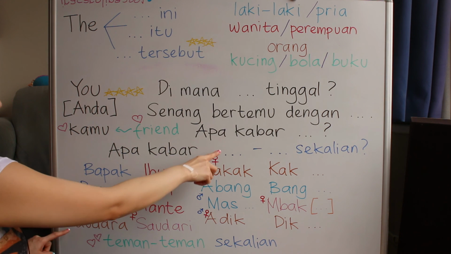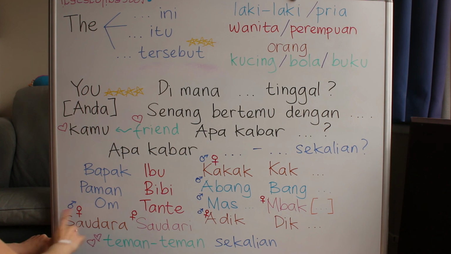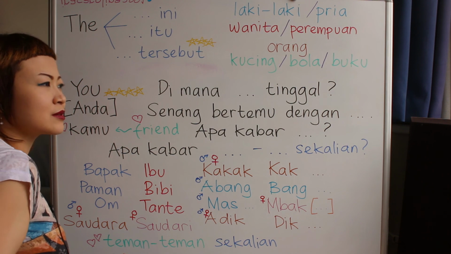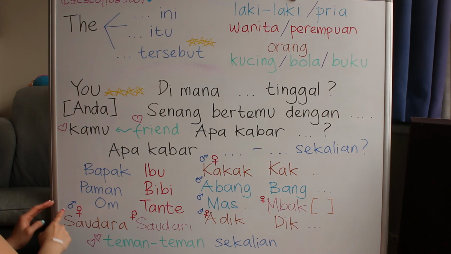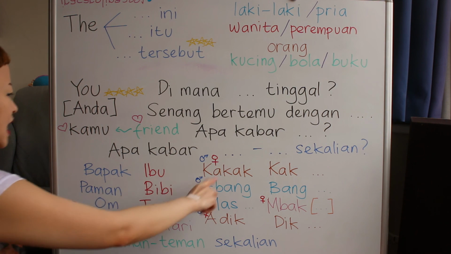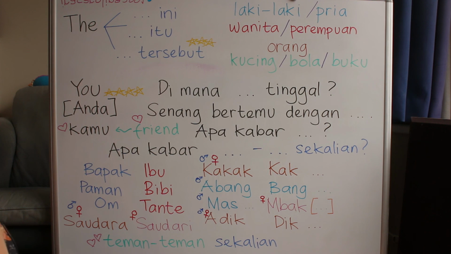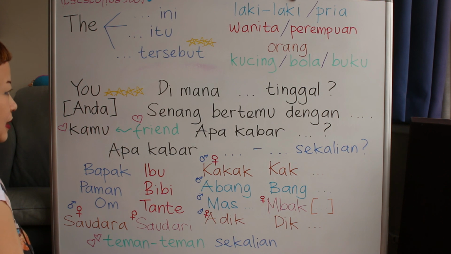Apa kabar saudara sekalian? For college or friends in the formal occasion. Saudara is male and female, but if you want to mix, you can also. Apa kabar saudari sekalian? To be specific, saudara is male, saudari is female. Even if you just say saudara, it's okay because it's for male and female.